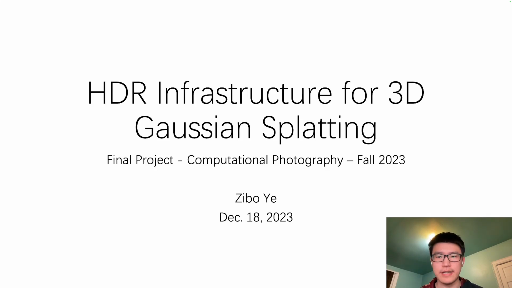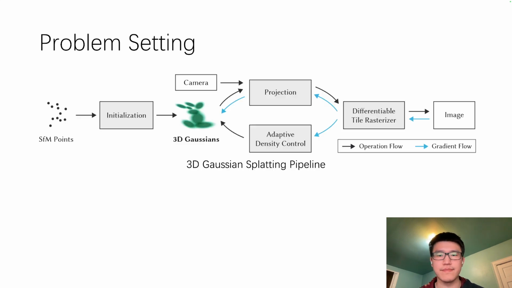Hello, I'm Zibo, and I'm here to introduce my final project for computational photography at CMU. In this project, I focus on integrating HDR support into the infrastructure of 3D Gaussian splatting. This integration is a solid step towards enhancing the realism and dynamic range in 3D scene reconstruction. Let's explore how this project works and how it can contribute to the field.